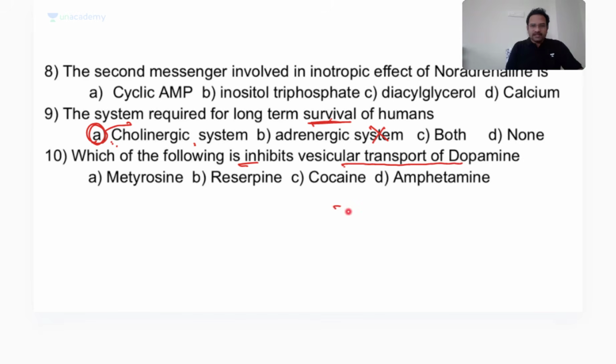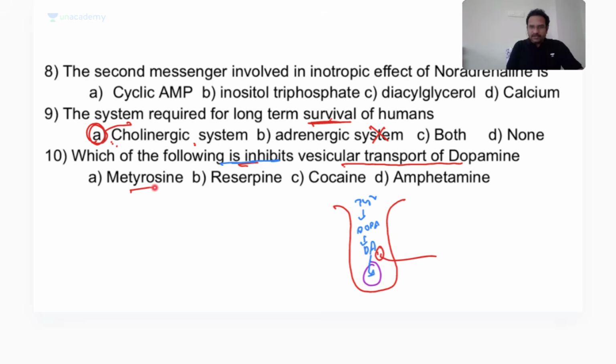And now understand this thing. See, at the end of neuron, biosynthesis of norepinephrine occurs. Tyrosine is converted to DOPA. DOPA is converted to dopamine. And this dopamine gets inside a vesicle. Now the question is asking about this one. Which drug inhibits this? This transport is inhibited by which drug?